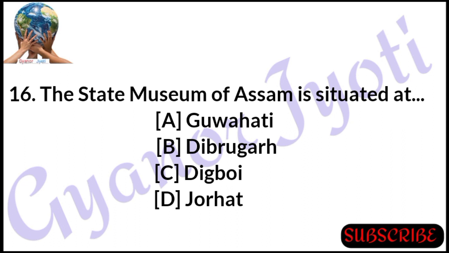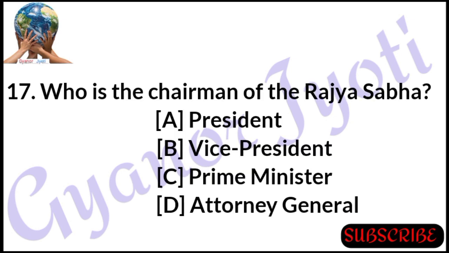Correct option is A, Guwahati. The State Museum of Assam is situated at Guwahati. Option A is correct. Next, who is the chairman of the Rajya Sabha? Correct option is B, Vice President. Vice President is the chairman of the Rajya Sabha.